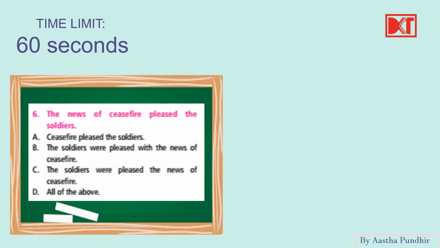Okay, next. The news of ceasefire pleased the soldiers. Options are: A, ceasefire pleased the soldiers; B, the soldiers were pleased with the news of ceasefire; C, the soldiers were pleased the news of ceasefire; or D, all of the above. Now here you see soldiers. Soldiers is the object. If you change it to the subject, and pleased is already the V3 form, news of ceasefire will become the object.